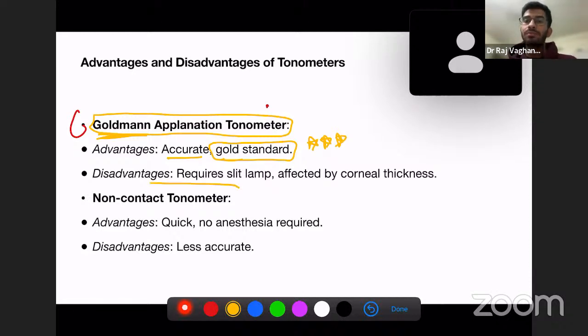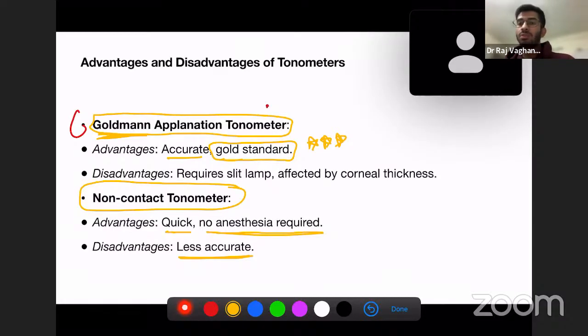Non-contact tonometer: it is quick and no anesthesia is required, because you are not touching the eye with the tonometer. The disadvantage is that it is less accurate. So no anesthesia is required, and it is less accurate.